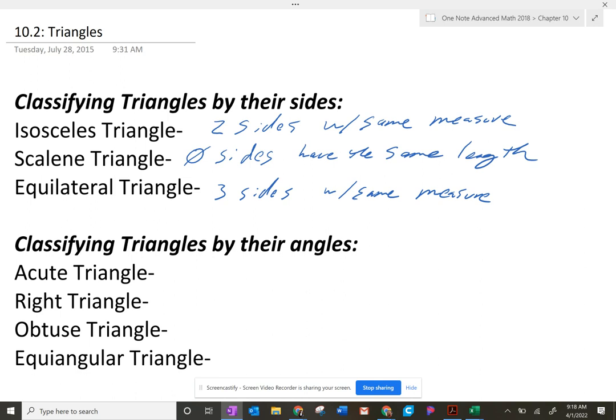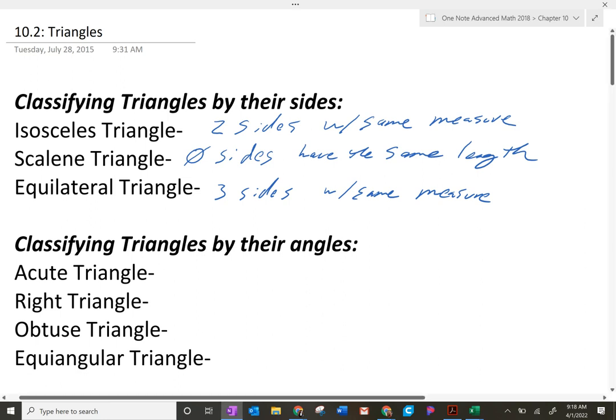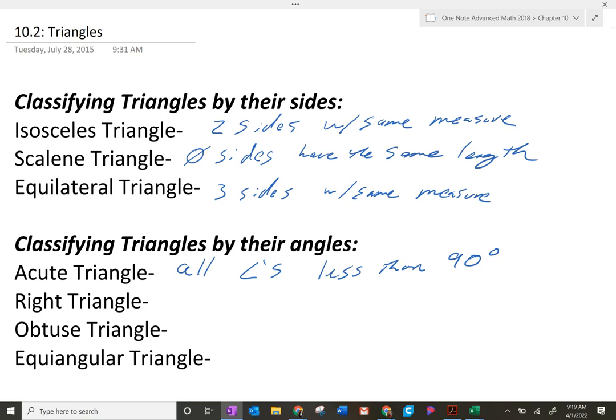Okay, we'll have the triangles in front of us. We'll be able to look at the angles themselves. When we have an acute triangle, for acute, all the angles are less than 90. I'm going to write it as angles here. So acute angles, all angles are going to be less than 90 degrees.